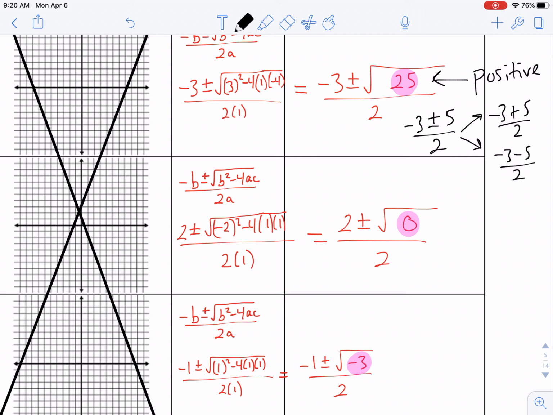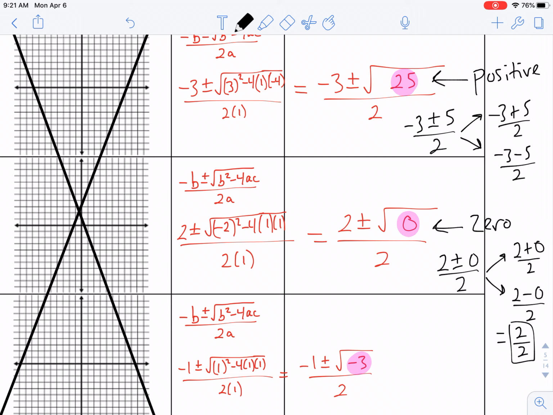Okay? This one comes out to a 0. So what does that mean? Well, square root of 0 is 0. So it becomes 2 plus or minus 0 over 2. Which, if you split that up into 2, it's 2 plus 0 over 2, and then 2 minus 0 over 2, which is really going to give you the same exact answer each time. Because 0 is just nothing. This answer just comes out to 2 over 2. Right? Which is really just 1. You could just X that out and put a 1 there.